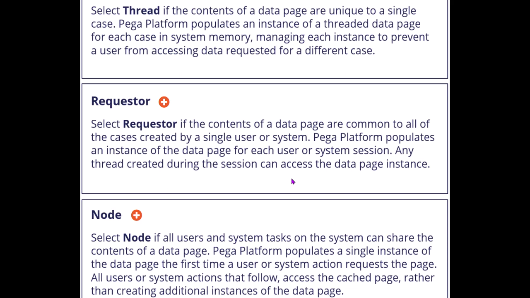Say if you want to create any page of thread scope, then you can create it for the purposes of storing information which is specific to that particular case. You want to use that information in stage 1 and stage 5, but not the next time. Then you can use thread level data page.